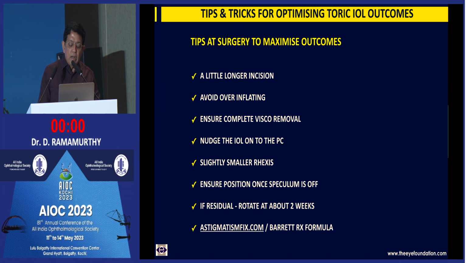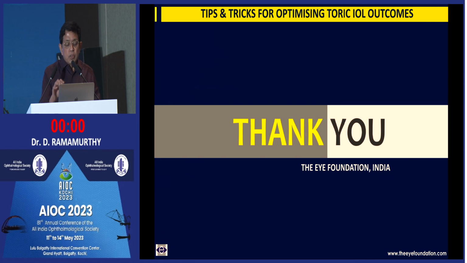Nudge the intraocular lens onto the PC so that it is sitting on it. Make a slightly smaller rhexis so that there's good overlap of the rhexis uniformly in 360 degrees. Ensure that the position of the lens is maintained even once the speculum is off. And if at all there's a residual astigmatism, rotate about 2 weeks later. These are the two formulas that are available; often use the Barrett RX formula. Thank you so much for your kind attention.